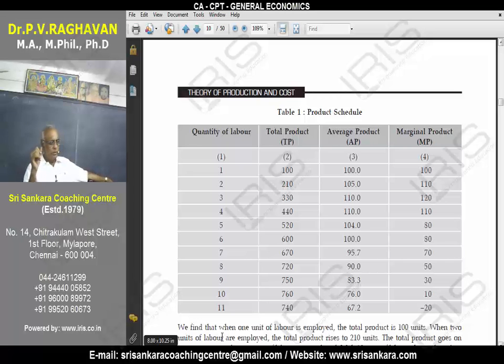Now look from 4: 4, 5, 6, 7, 8, 9, 10. What is happening to marginal product? It is diminishing. It is called diminishing return. So between 4 and 10, the law of DR, diminishing return, operates.